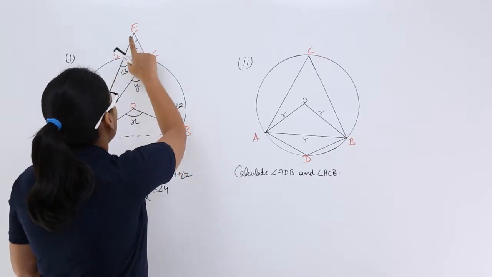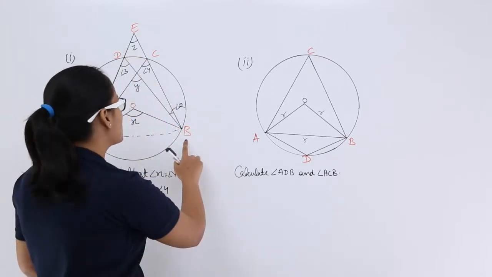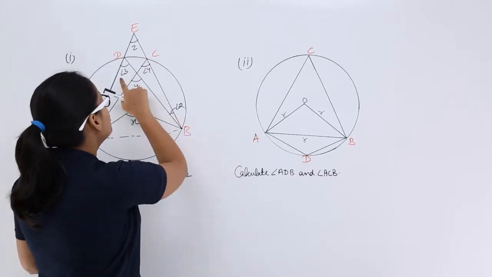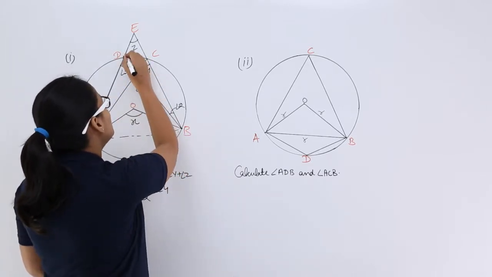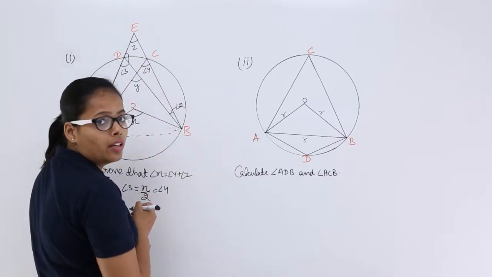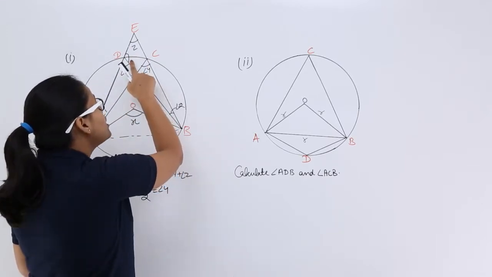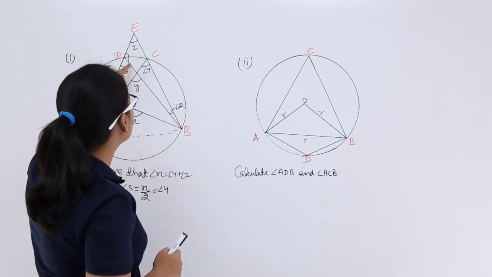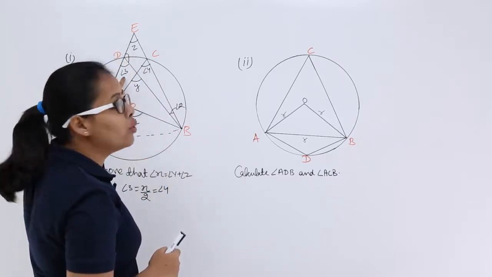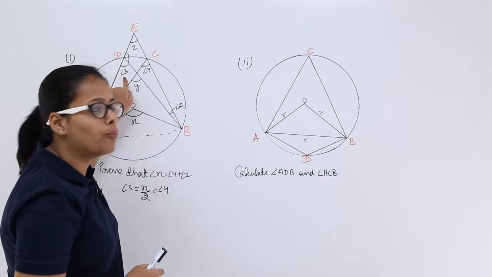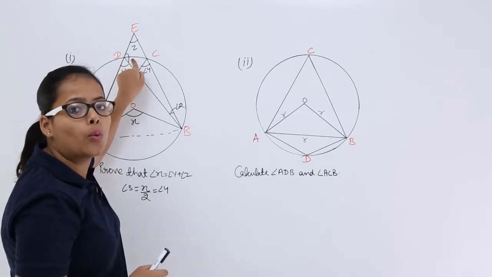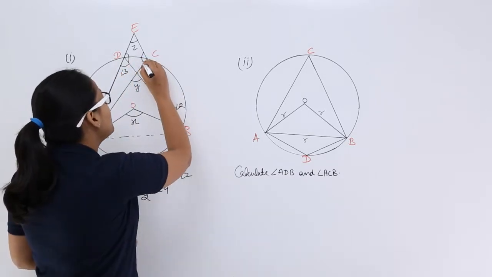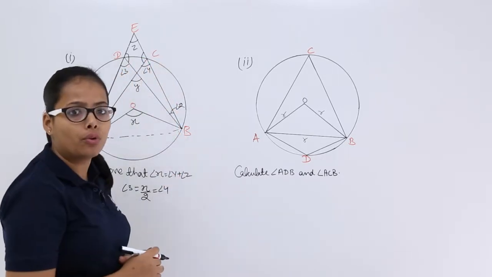Now you know that ADE is a straight line, as well as BCE, this is also a straight line. So if you know this angle, then you can know this angle as well, because this angle is going to be 180 minus angle 3, since this is a straight angle. You know this angle is x by 2, so this angle is going to be 180 degree minus x by 2. This angle will be 180 minus angle 4.